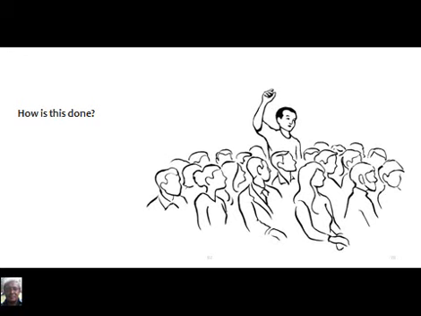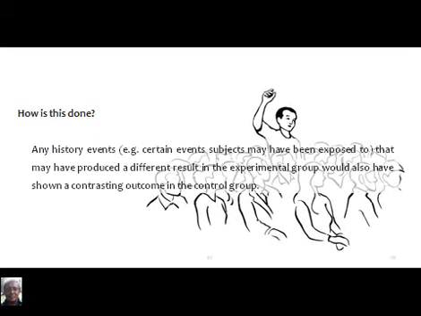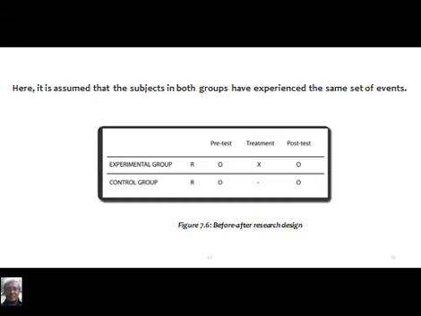How is this done? Any history events, for instance certain events subjects may have been exposed to, that may have produced a different result in the experimental group, would also have shown a contrasting outcome in the control group. Here, it is assumed that the subjects in both groups have experienced the same set of events.